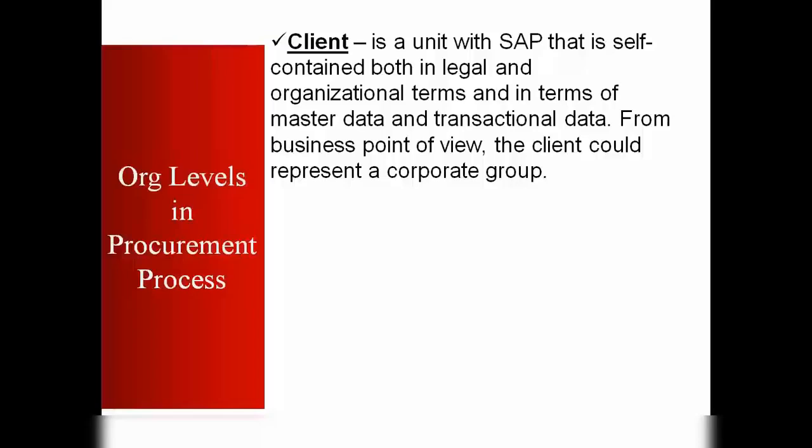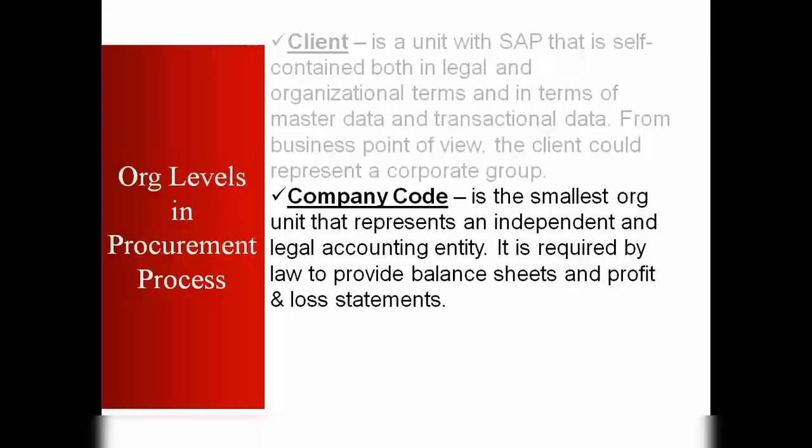That's your client at the top level, and under that we have a thing called company code. This is the smallest org unit that represents an independent legal accounting entity. It is required by law to provide a balance sheet and profit and loss statement. Basically, company code is the smallest org unit used on the finance side of SAP, and it is mandatory by law, where we create all the balance sheet and profit and loss statements.